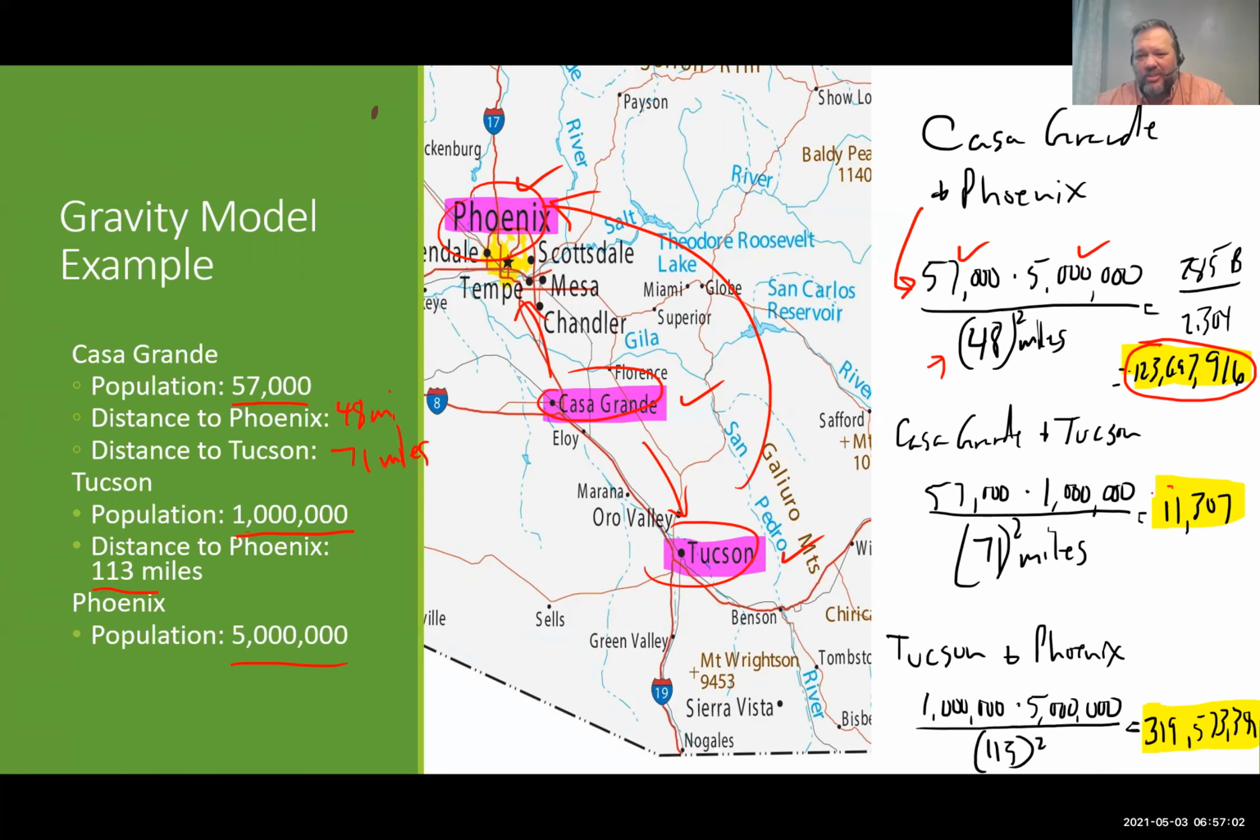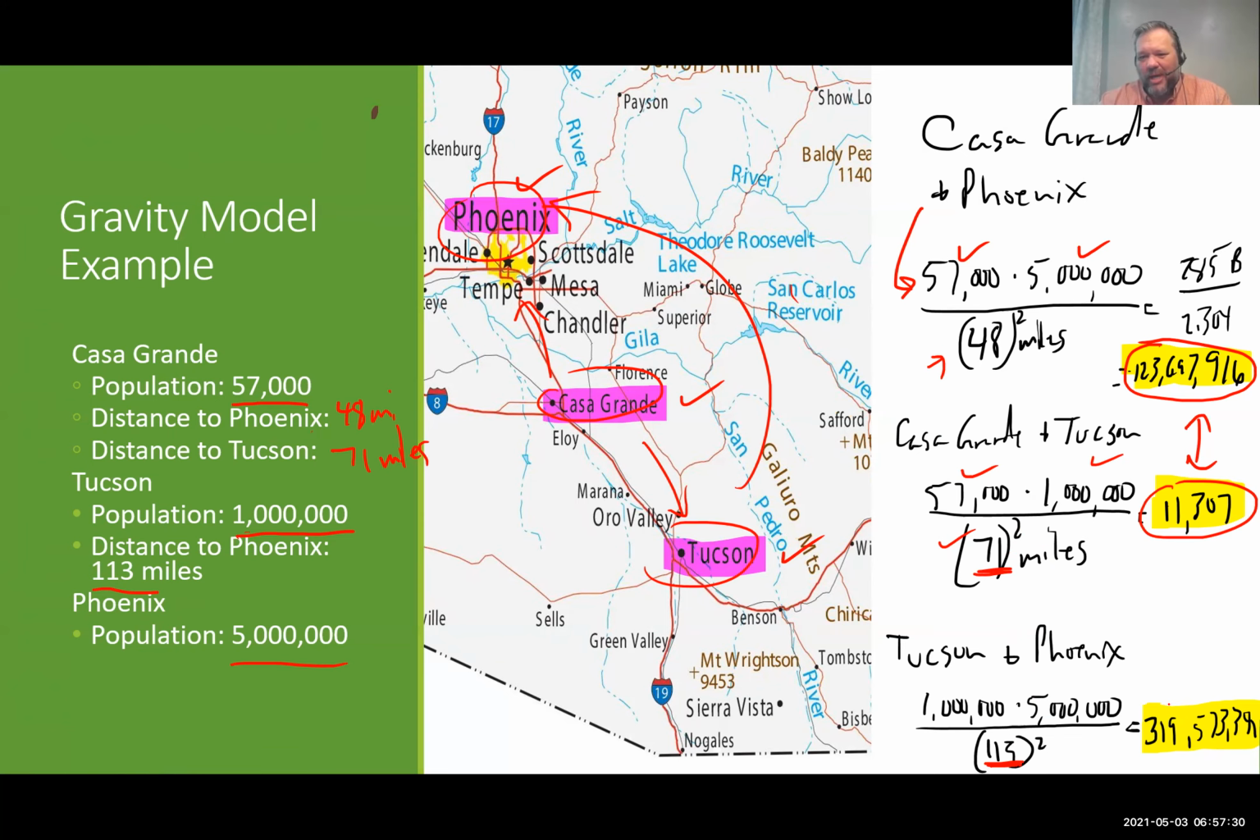Between Casa Grande and Tucson, if we do all this math, 57,000 times a million divided by 71 squared, you end up with 11,307. And so you can just look at these two numbers. If you're in Casa Grande, the vast majority of people are going to be having interactions with Phoenix instead of Tucson. Now, how does Casa Grande, which is close, 71 miles away from Phoenix, compare to Tucson's 113 miles away from Phoenix? How does that compare?